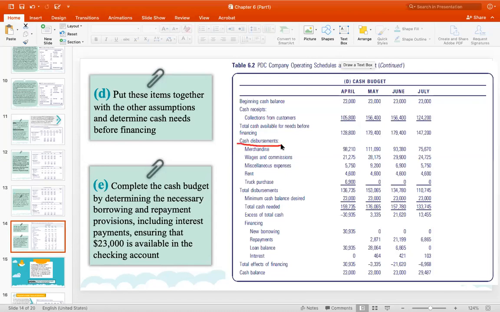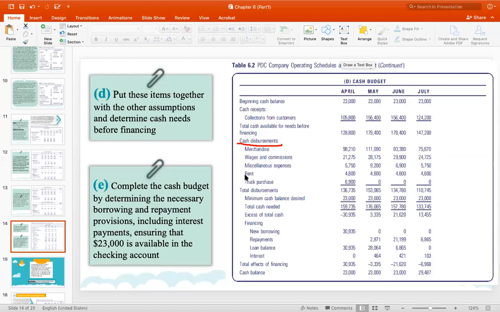So we will subtract the cash disbursements. Our cash disbursements came from the purchase of merchandise, the payment of wages and commissions, and miscellaneous expenses, which are other expenses.